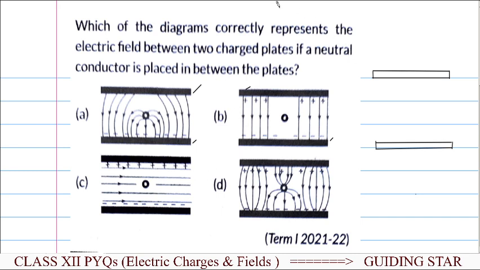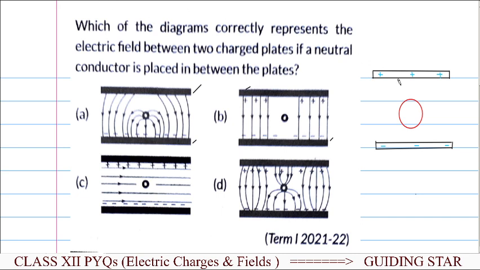So suppose there is a neutral conductor we are placing over here, and it is spherical in nature. So which field line is absolutely correct? One thing we must know: this is a positively charged plate and this is a negatively charged plate. When there will be no conductor in between the plates, then electric field lines will be straight.